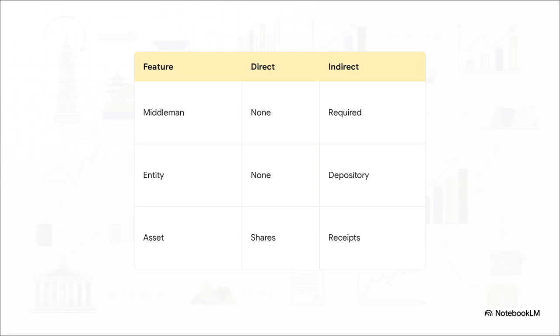For the route type, it's a simple binary, direct versus indirect. Intermediaries: explicitly excluded in a direct listing, but absolutely required for ADRs and GDRs. The entity used: none for the direct route, but you've got that specialized foreign depository bank for the indirect route. And most importantly, what is the actual tradable asset? In a direct listing, actual shares are being traded. In the indirect route, depository receipts are what change hands. Build this matrix in your head, and you can crush any comparative question they throw at you.